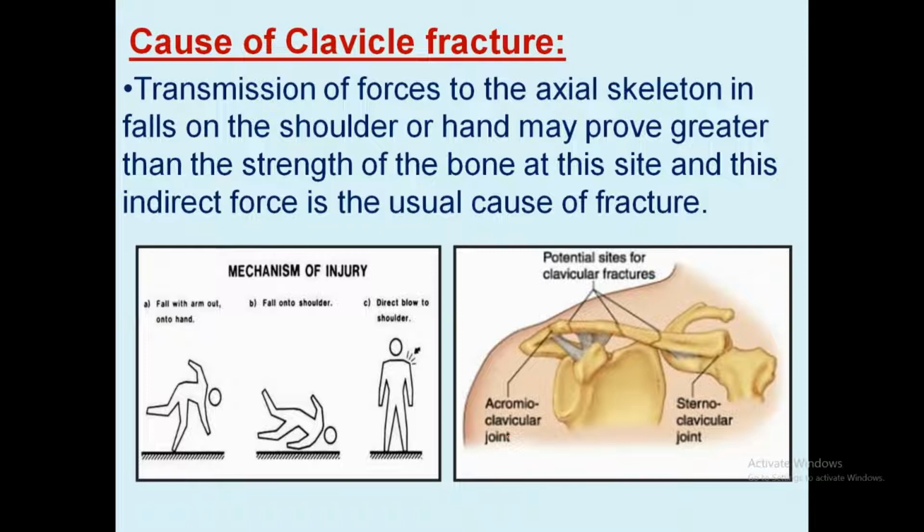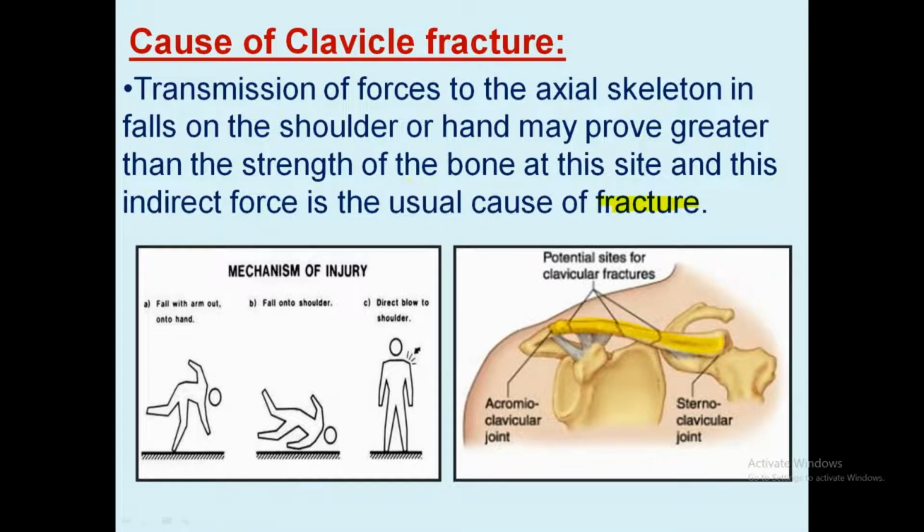Next, what are the causes of clavicle fracture? The most common mechanism of injury is a fall onto the shoulder or onto an outstretched hand. That is, a fall with the arm out onto the hand, or a fall onto the shoulder, or a direct blow to the shoulder. The transmission of forces to the axial skeleton in falls on the shoulder or hand may prove greater than the strength of the bone at this site, and this indirect force is the usual cause of fracture.